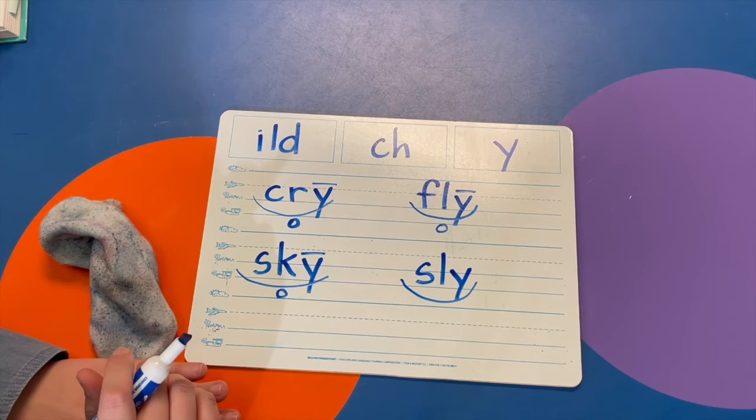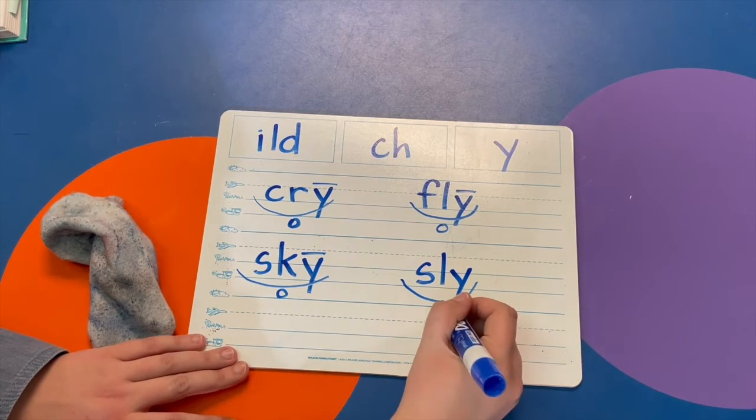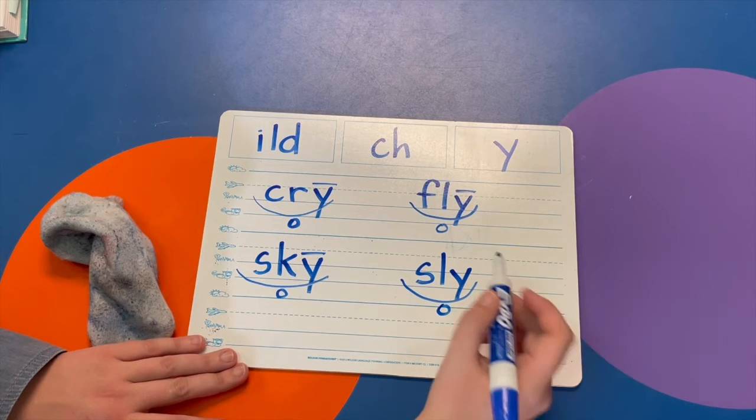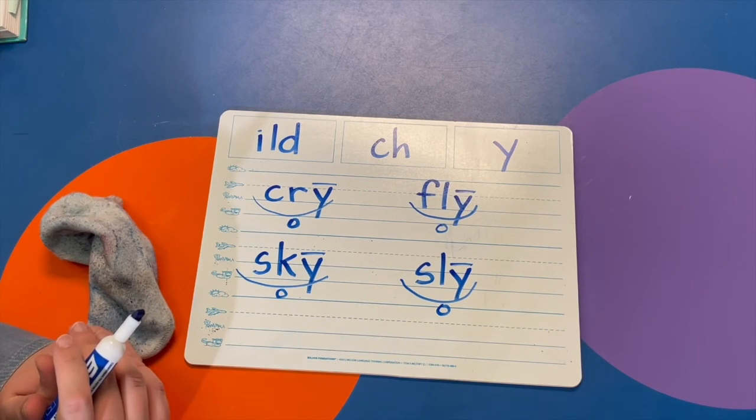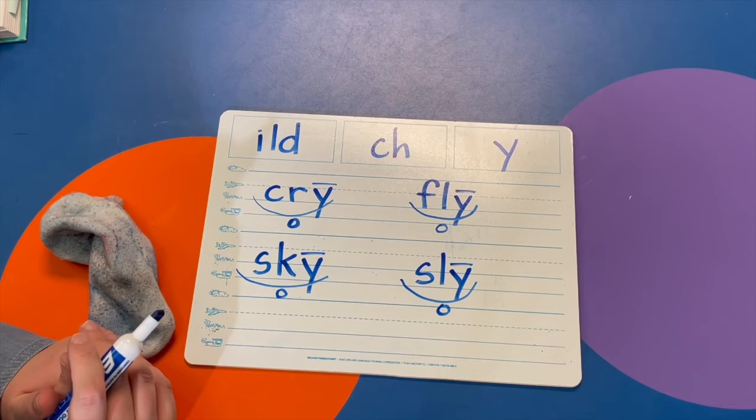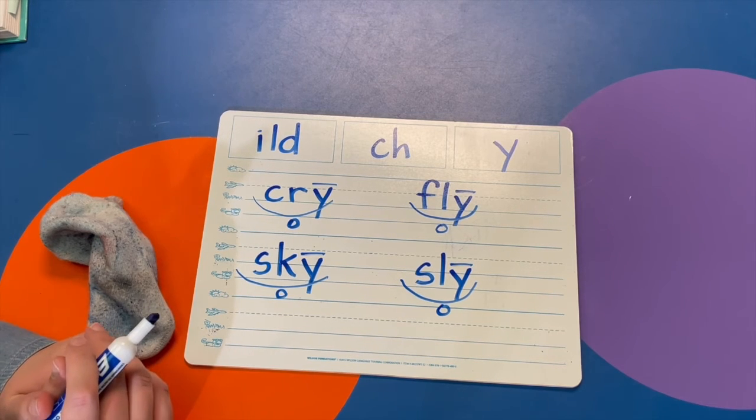Open or closed? That's right, it's open. The Y is acting like the vowel. It makes the long I sound. Sly. Let's do one more. Try the word why. Why.